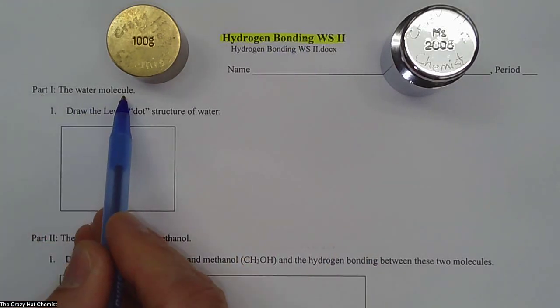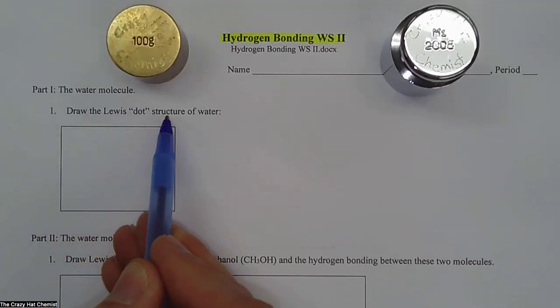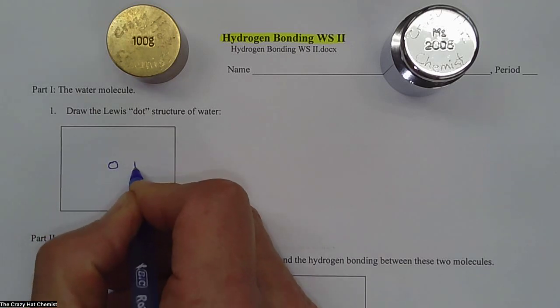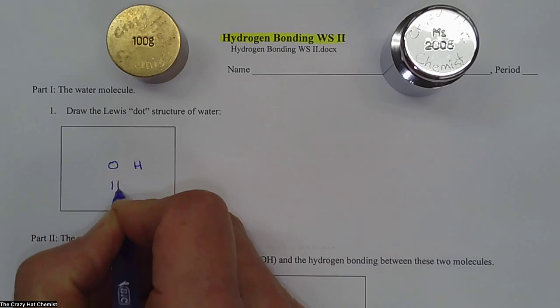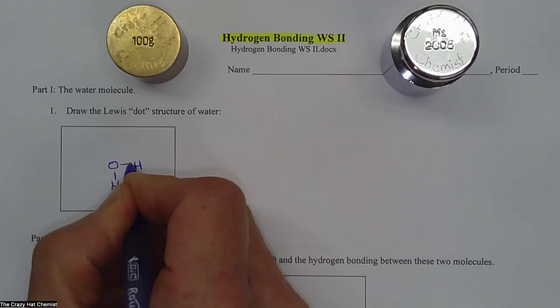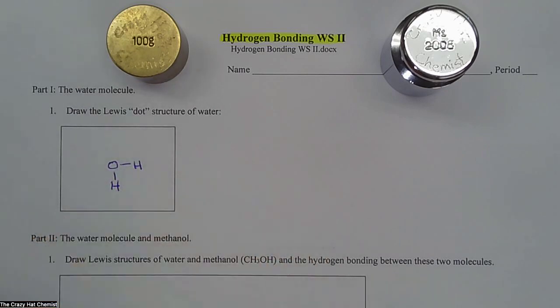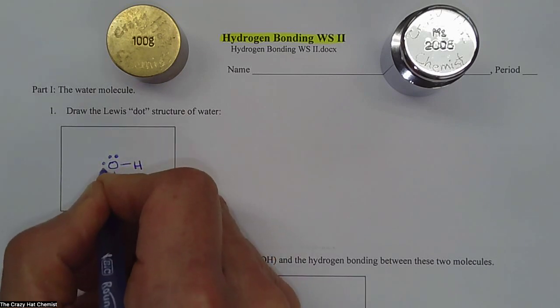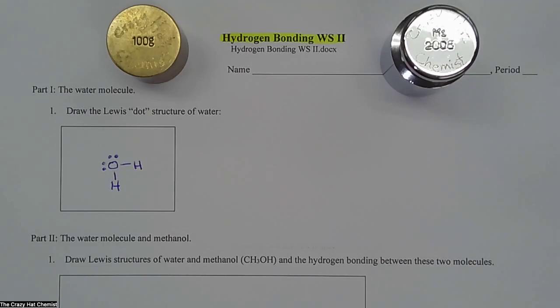Part 1, the water molecule. Number 1, draw the Lewis dot structure of water. And make sure again that you watch the hydrogen bonding worksheet number 1. I've gone over in detail how to draw that, and I'm just going to slap this down here. There are 8 electrons around oxygen, 4 pairs, bonding pairs of electrons first, lone pairs on the outside atoms. You cannot do that with hydrogen, but you can put lone pairs on the central atom like thus. Perfect. All right, a couple other extra things here that we do need to add to this.